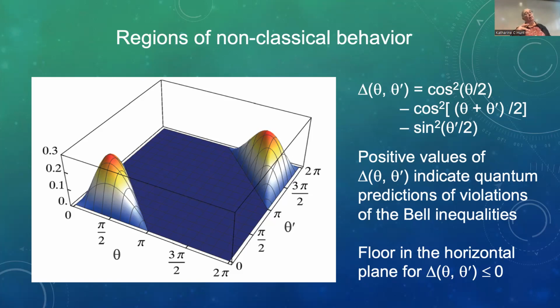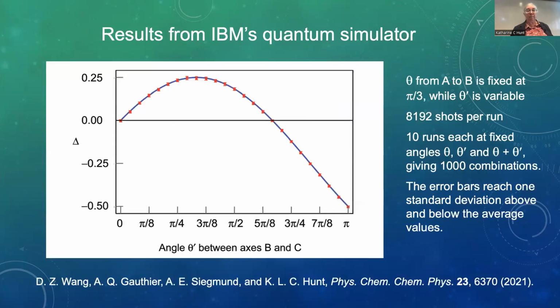So we look at the differential theta that I defined in terms of the difference between the left-hand side and right-hand side of the Bell inequalities. We can express that in trigonometric form, and positive values are the ones where the Bell inequalities are violated. It depends on cos squared of theta over 2, cos squared of theta plus theta prime over 2, and sine squared of theta over 2, theta prime over 2.